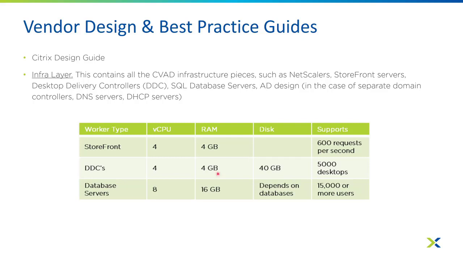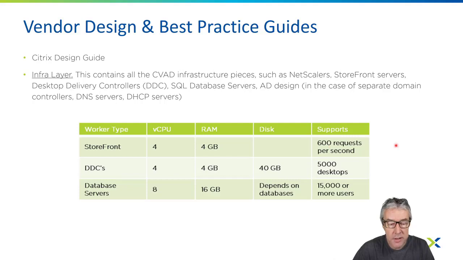The three main components you're confronted with in the Citrix world would be your storefront servers, your DDCs, and then the database servers. So again, these are numbers taken from those design guides as a best practice for configuring those virtual machines. So storefront, what does it say? It takes 4 vCPU, best practice configure it with 4 gig memory, and that is going to achieve sort of 600 logon requests or requests to your storefront server per second.